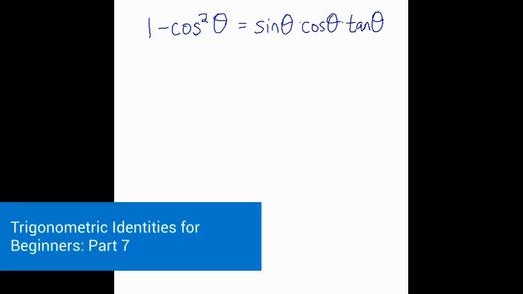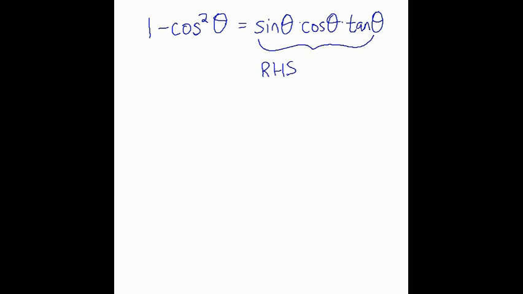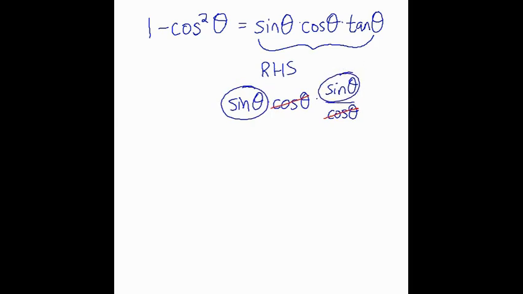So I'm going to go ahead and tackle the right-hand side. I'm going to write that tangent in terms of sine and cosine. So we'd have sine theta times cosine theta times sine theta over cosine theta. And we've seen this before where we can cancel this out. Now this times this will just be sine squared theta. And this is where we can go ahead to our Pythagorean identities and grab the fact that this is equal to 1 minus cosine squared theta. And that gives us our left-hand side.